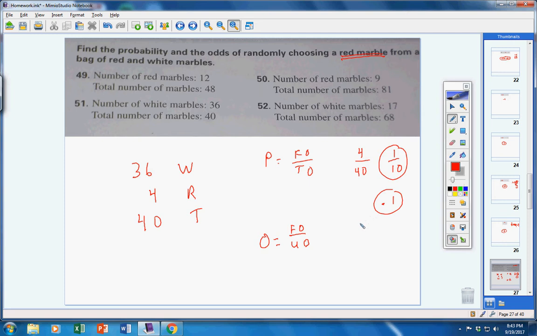Okay? Alright, now let's figure the odds. Odds would be favorable outcomes, which is 4, over unfavorable outcomes, which is white, 36. When you reduce that, you get 1/9. So the odds would be 1 to 9. Okay? 1 to 9. Alright, let's try number 52.